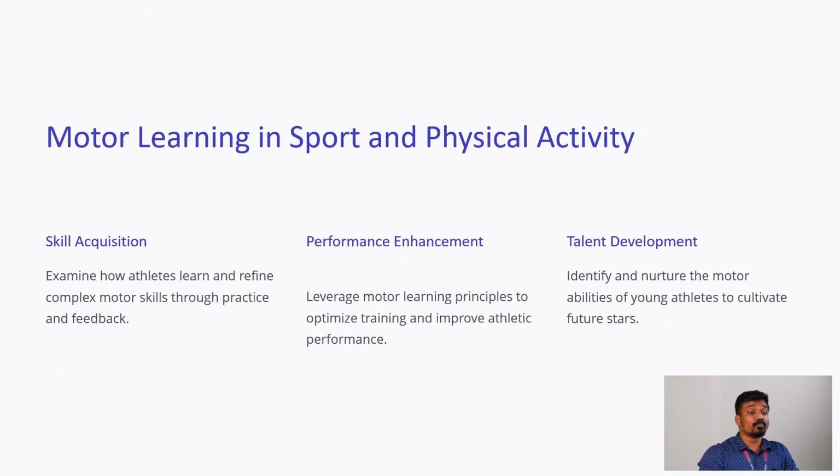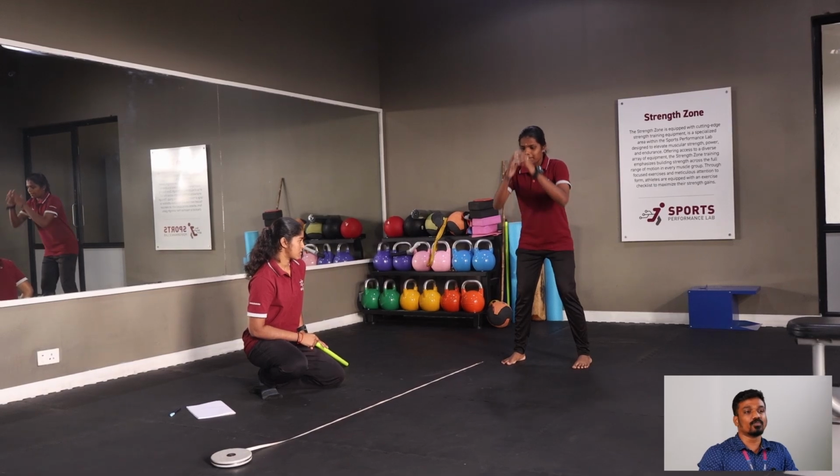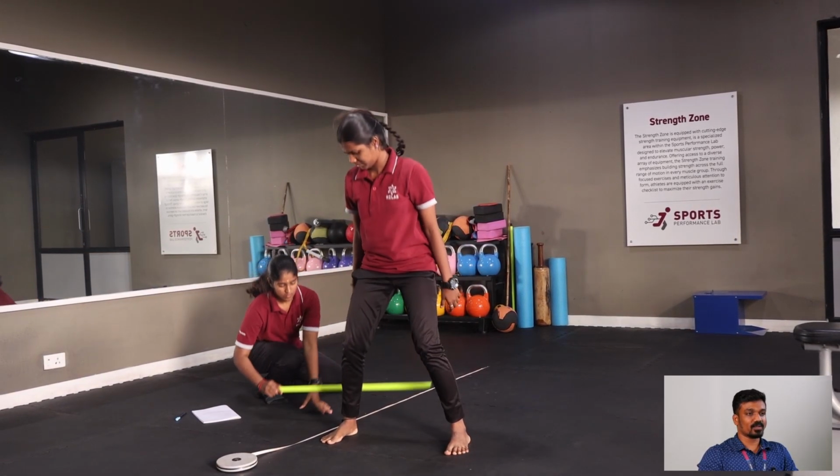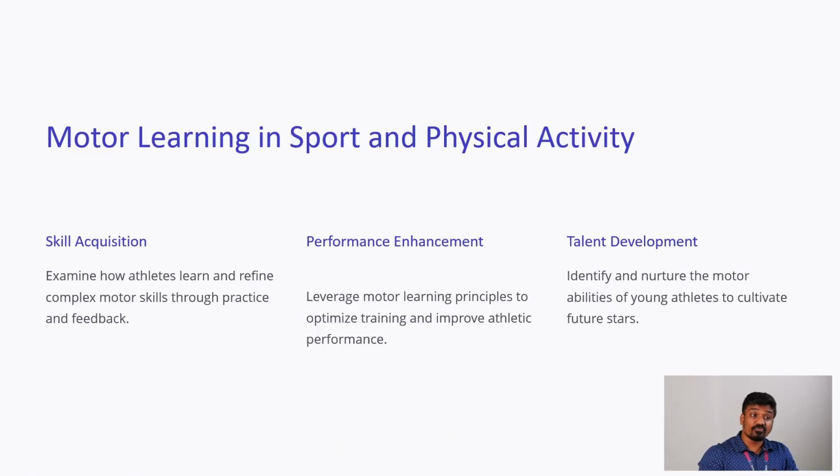Second is the performance enhancement. By applying the principles of motor learning, athletes can optimize their performance. For instance, using video analysis, the feedback helps them understand their technique and make corrections to improve their performance. This is true not just for individual sports but also for team sports, where tactical learning plays a major role.